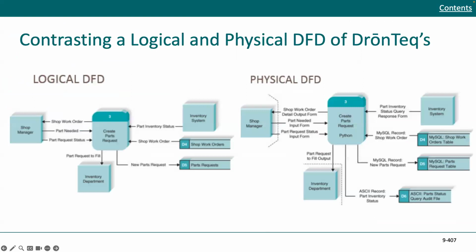And here is a chart where we can see the contrast between the logical and physical data flow diagrams for Drone Tech. And so the logical is higher level, not as much detail. And here we're seeing that we're starting to show the forms that need to be exchanged, more information about how the database is managed. And so we're using MySQL and stuff like that.